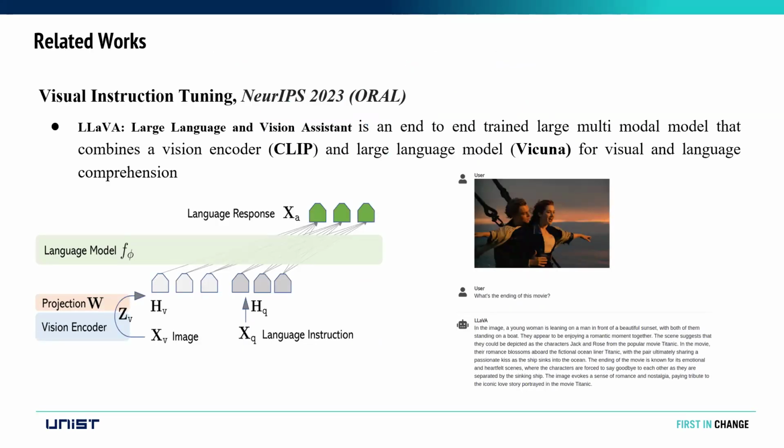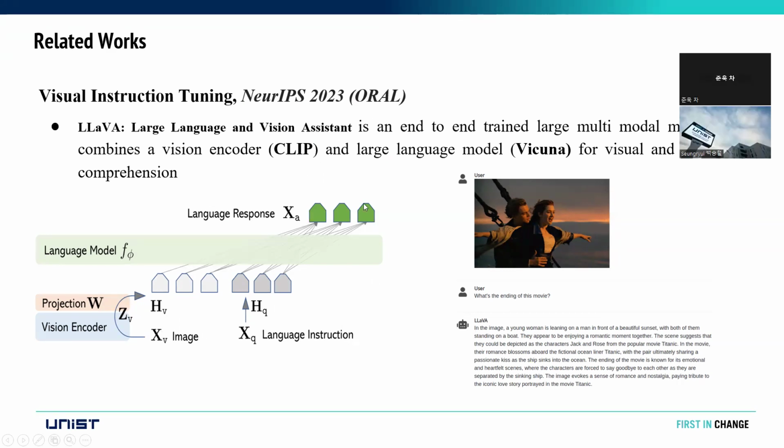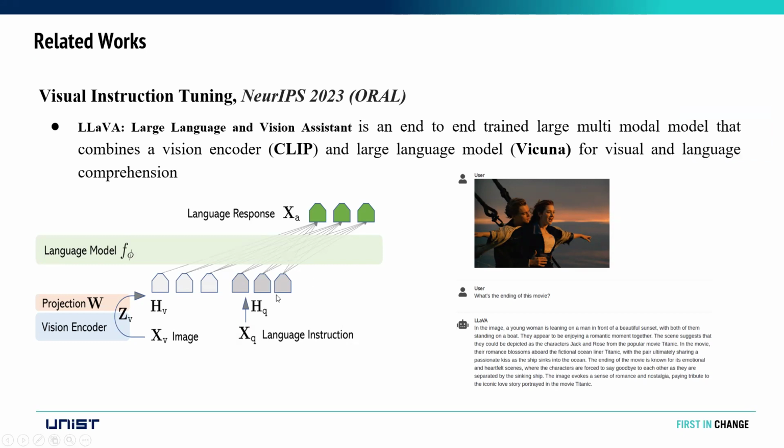So LLaVA was introduced for vision instruction tuning, in which they try to allow the input text or image to make a communication between text and the large language model. As you can see in the architecture here, LLaVA accepts text and image as input.